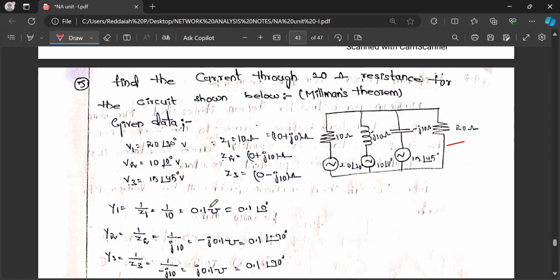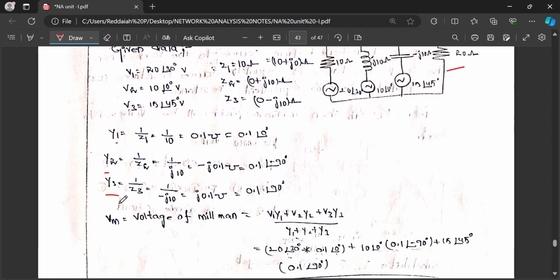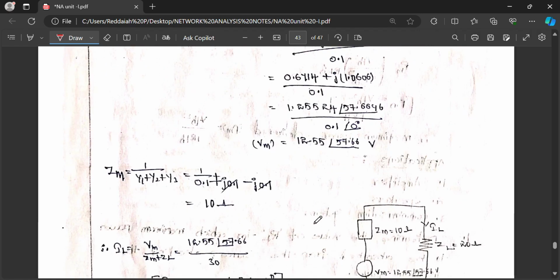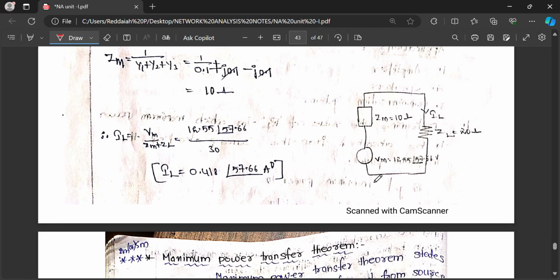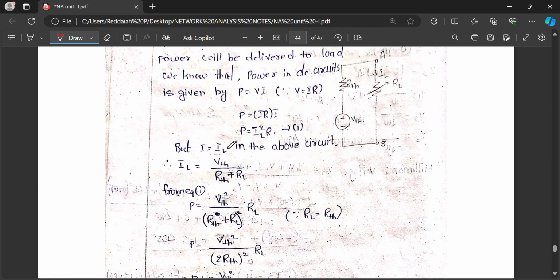In a similar manner, find the current in 20 ohm resistance for the network shown below by using Millman's theorem. First we have V1, V2, V3. After that Z1, Z2, Z3. After that Y1, Y2, Y3 we have to calculate. By using the formula we can find the current I. First we will find this Vm and Zm. Zm is 1 by Y1 plus Y2 plus Y3. In AC, Zm will come, whereas if it is a DC circuit, only Rm will come.